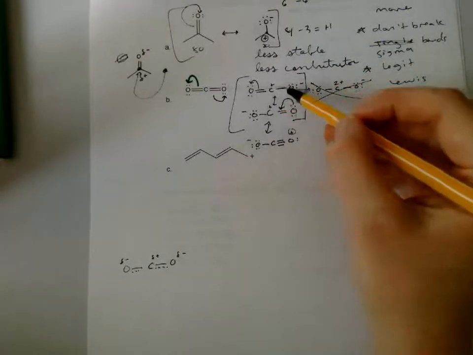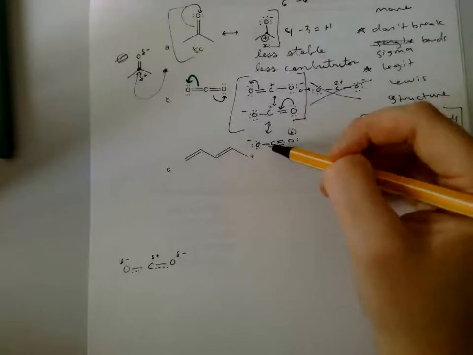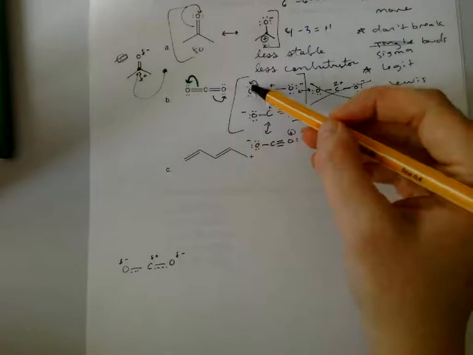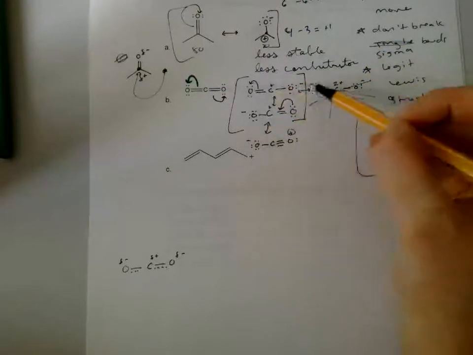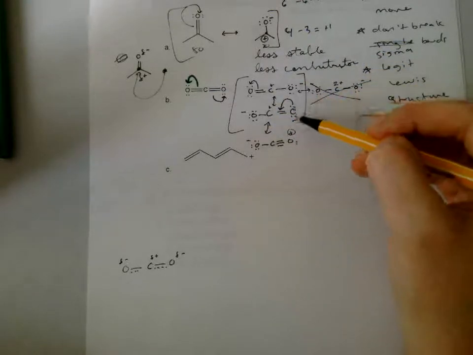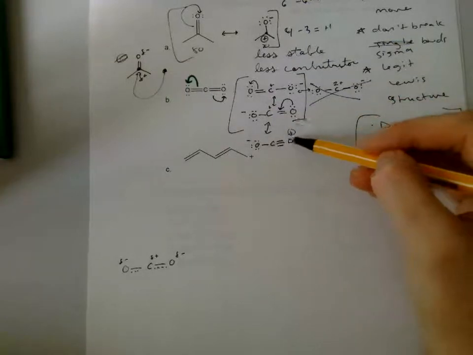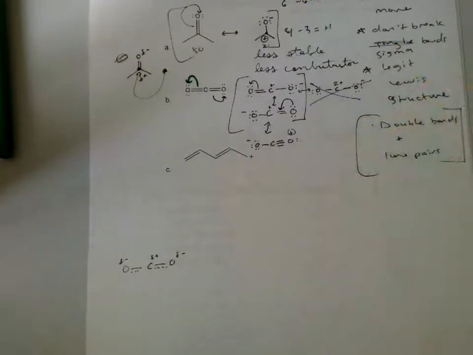This carbon is 2, 4, 6, 2, 4, 6, and 2, 4, 6, 8. Great. And then these oxygens, 2, 4, 6, 8 each. So all those are good.